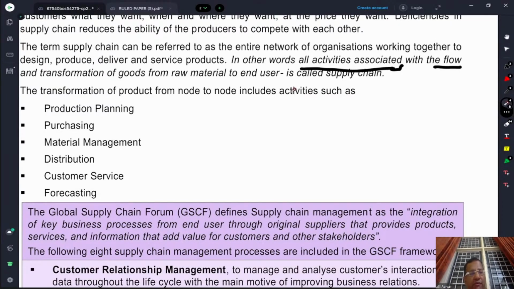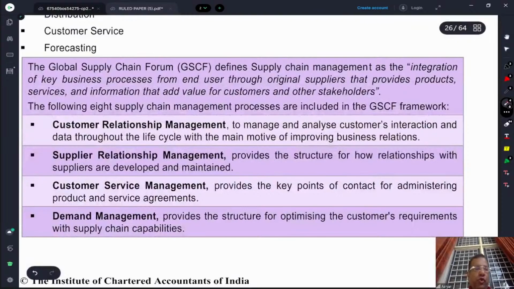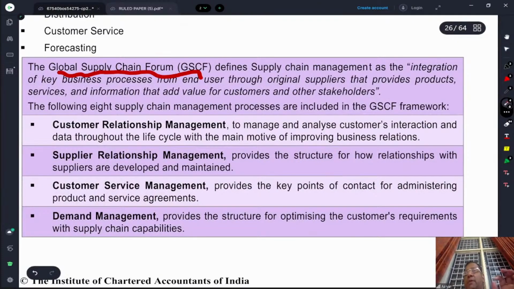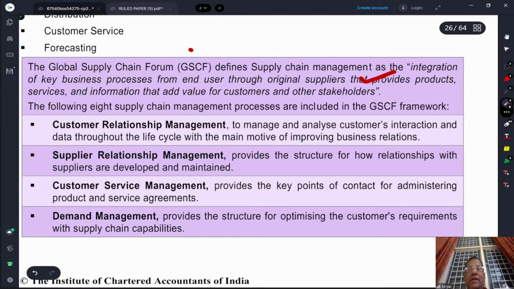Okay, beta. Now there is a forum known as Global Supply Chain Forum. You have to mug up this point, beta, because whenever a supply chain management question is there, there are chances that you have to write the organization name and the content of this organization. So the organization name is Global Supply Chain Forum. What do they say about supply chain management? Please listen very carefully, beta.